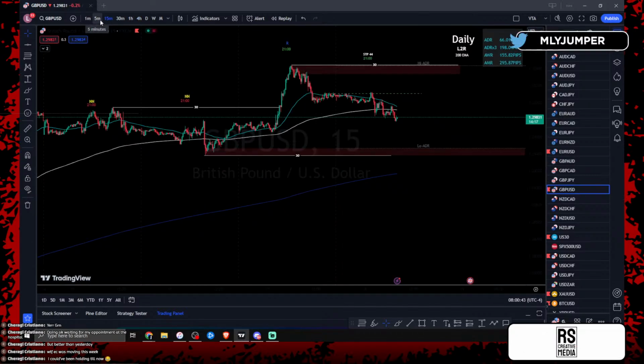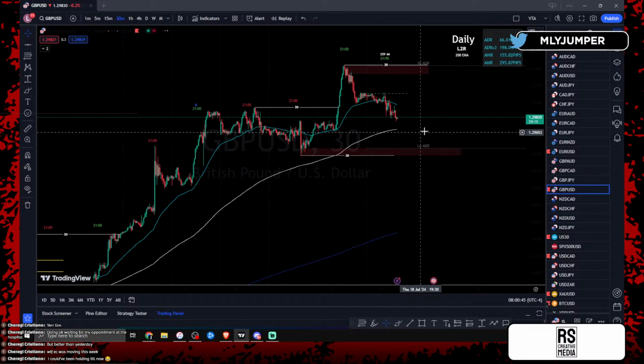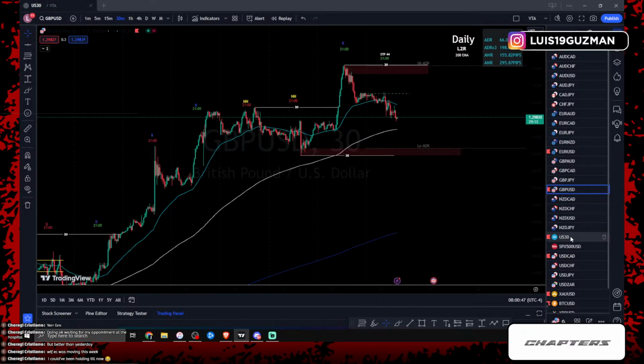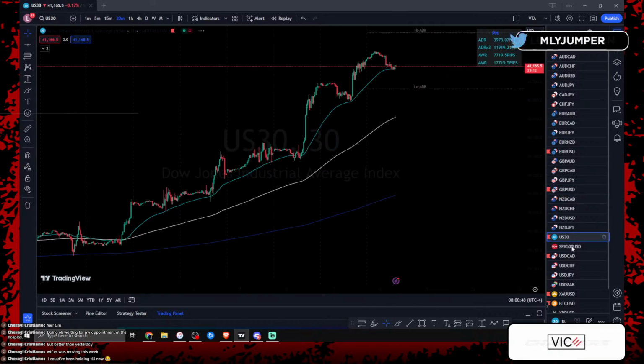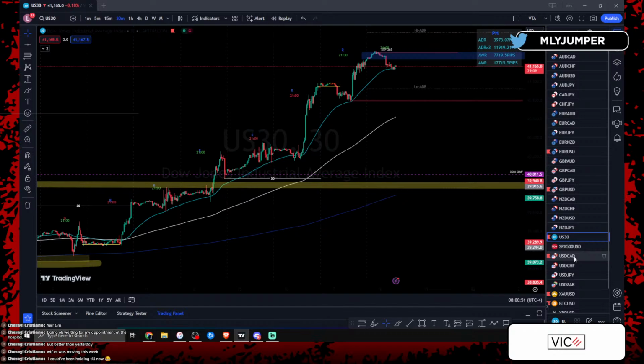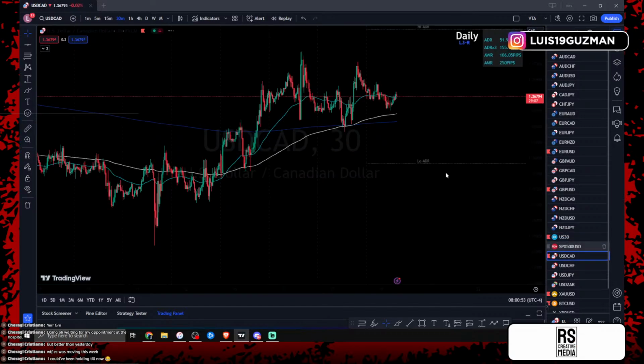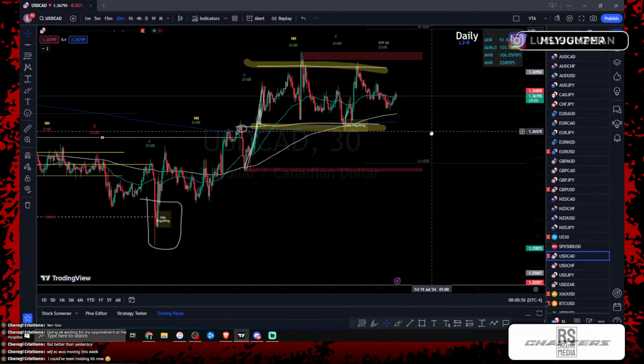I don't have anything here. No engulfing candles. Price is still just making internal lower lows and lower highs. So I'm not going to be. Again, let's not get too ahead of ourselves, guys. Let's wait for price to do what it has to do.